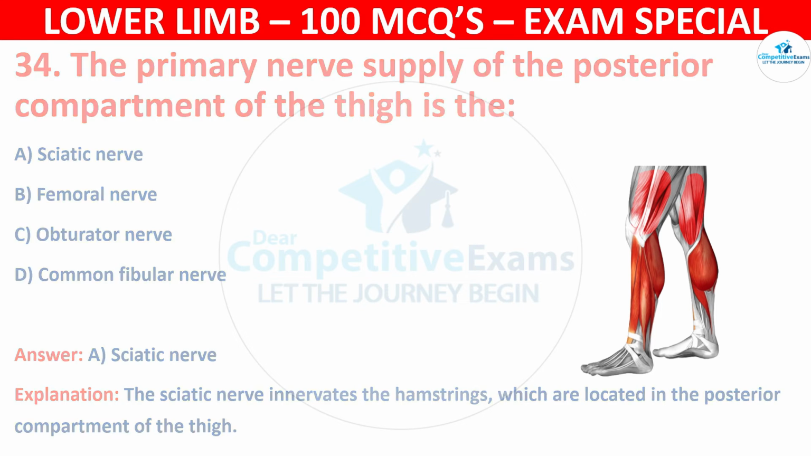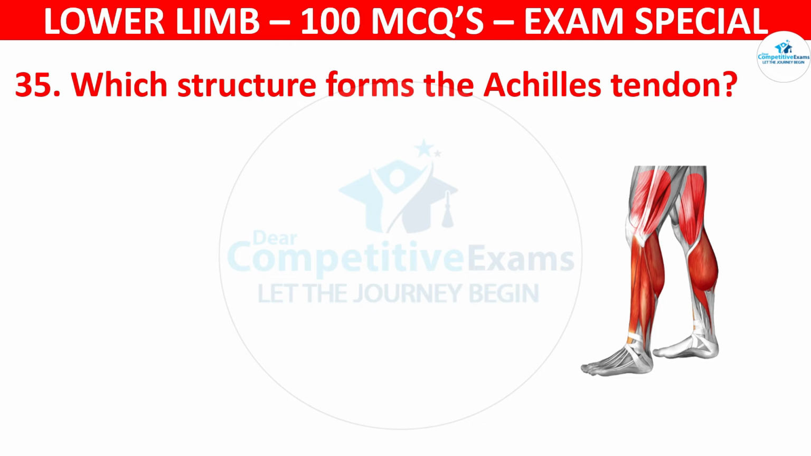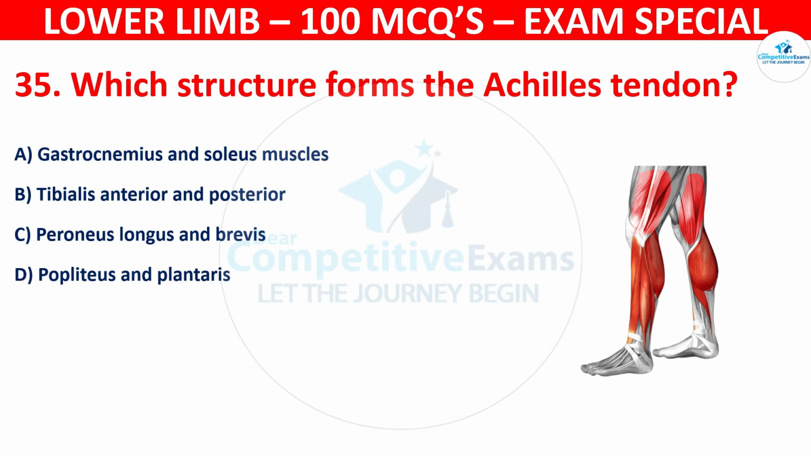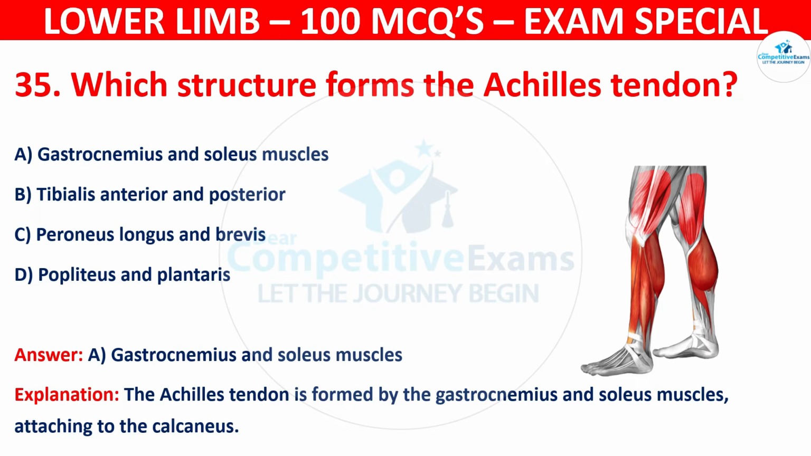Question number 35. Which structure forms the Achilles tendon? Your options are gastrocnemius and soleus muscles, tibialis anterior and posterior, peroneus longus and brevis, or popliteus and plantaris. The correct answer is A, that is gastrocnemius and soleus muscles. The Achilles tendon is formed by the gastrocnemius and soleus muscles attaching to the calcaneus.